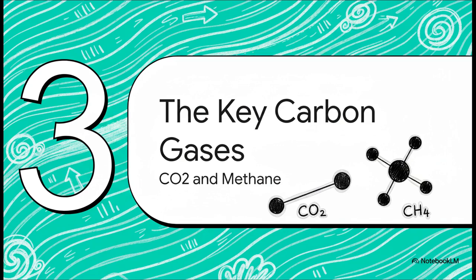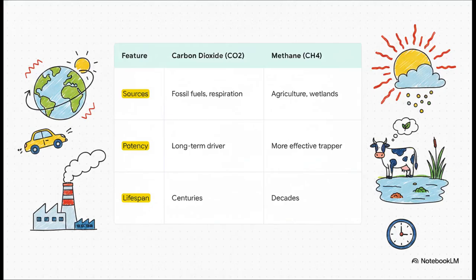So, what exactly are these gases that make up our planetary blanket? There are a few, but we're going to focus on the two main players. Think of them as the two biggest dials on our planet's thermostat, carbon dioxide and methane. And when you look at them side by side, you see they're really different beasts.